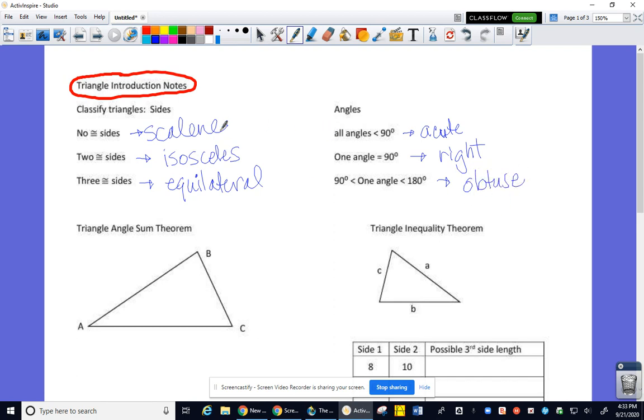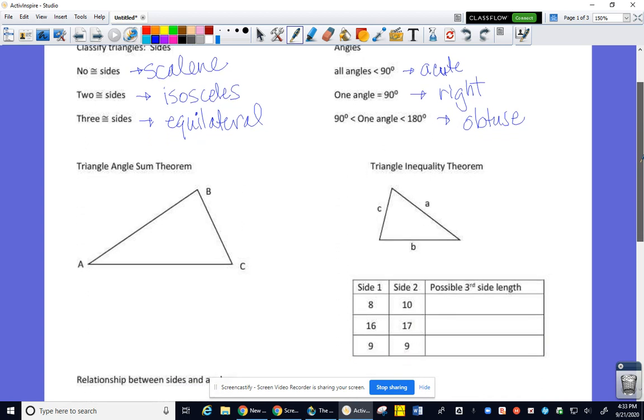So we can combine any one of these. We can have an acute isosceles, or we can have an obtuse scalene, or we can have a right equilateral. No, we actually can't. We can have a right isosceles triangle. Equilateral is always going to be acute. We don't have to call it acute because all the angles are equal to 60.